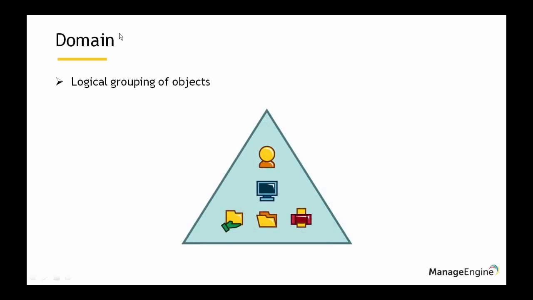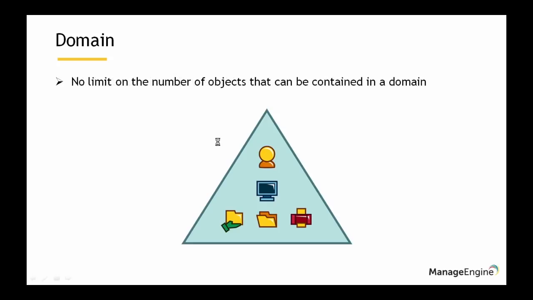Let's have a look at another classification, which is the domain. A domain is going to be a logical grouping of objects within Active Directory, and we have already discussed some of the primary objects like users, computers, groups, shared folders, and contacts. And this is also the administrative boundary for objects. The number one advantage of going with an Active Directory domain is you can have an unlimited number of objects. So this can be deployed in an organization that has 50 employees or 500,000 employees.